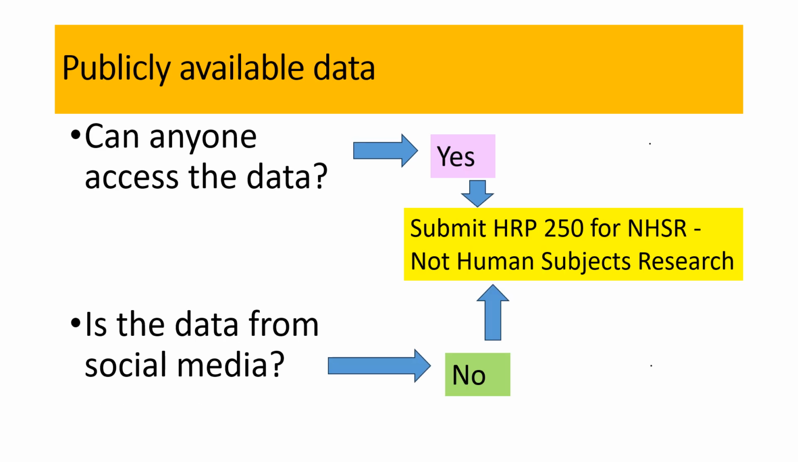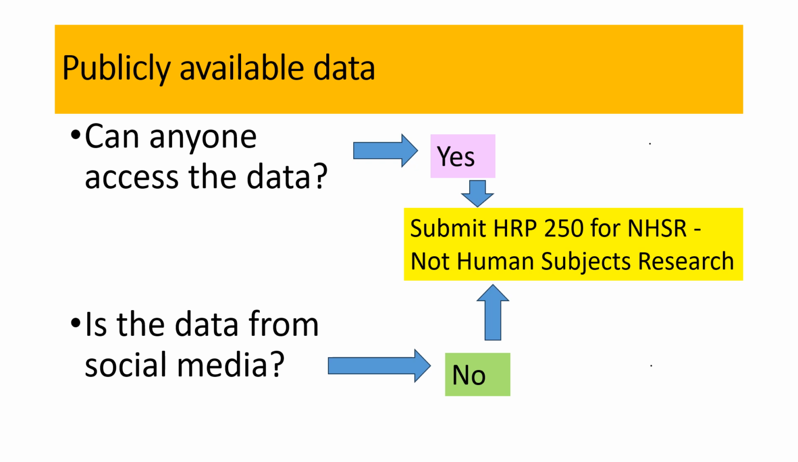Publicly available data. A lot of data is publicly available. Researchers collect information from news articles in print or online. They collect information from websites that anyone can click on. For instance, there are websites that give lists of sports injuries, who got injured, and what the outcomes were. This can be reviewed as not human subjects research.